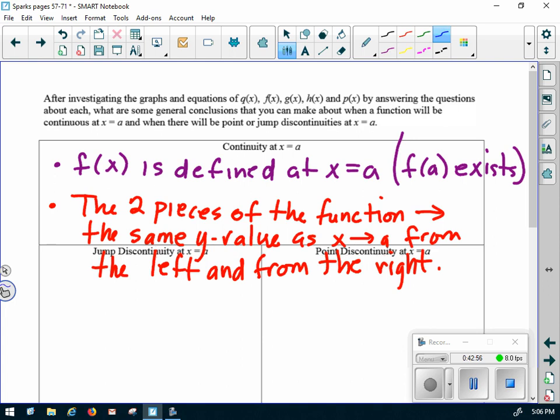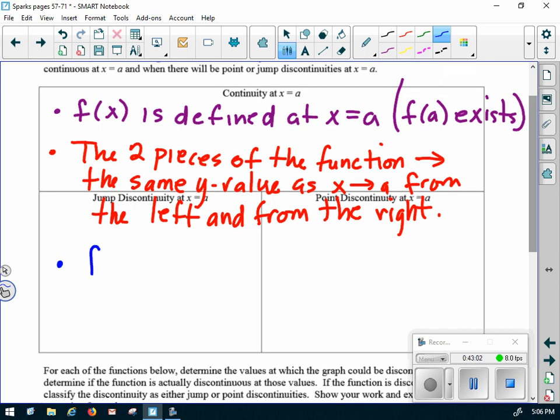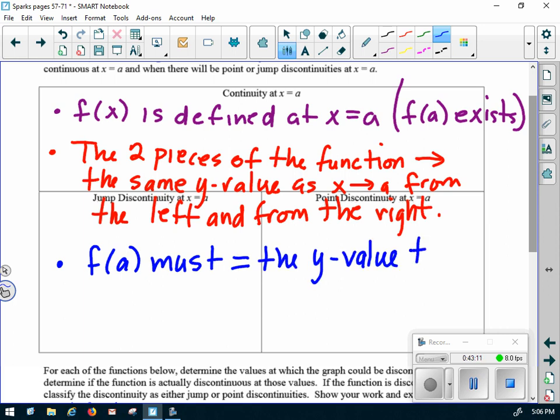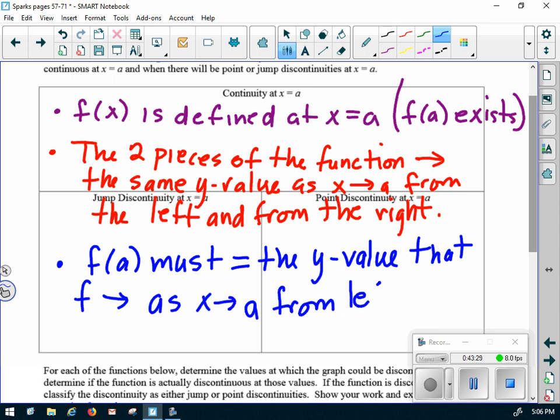So the third piece says f of a must equal the y value that f approaches as x approaches a from the left and the right. Guys, what you're doing right now, this is calculus. We are just not using calculus notation.